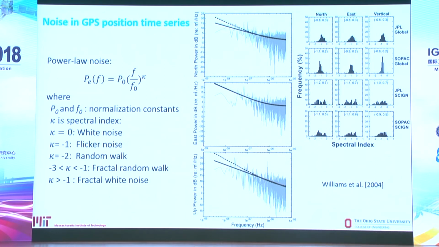And we can see here that when kappa takes different values, it represents different noise types. When kappa is equal to 0, that is white noise. When kappa is equal to -1, that's flicker noise. Kappa equal to -2 is random walk.